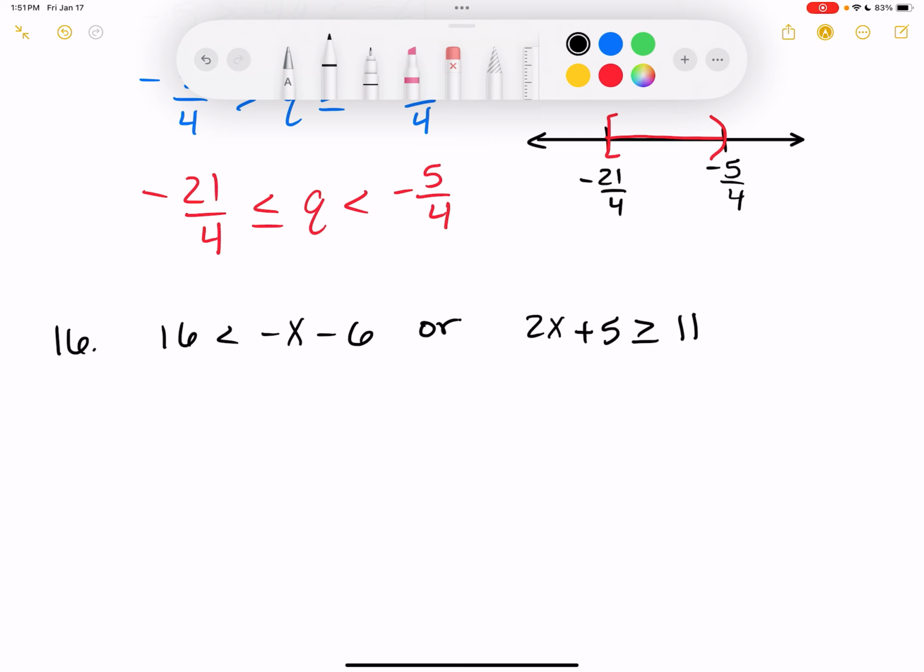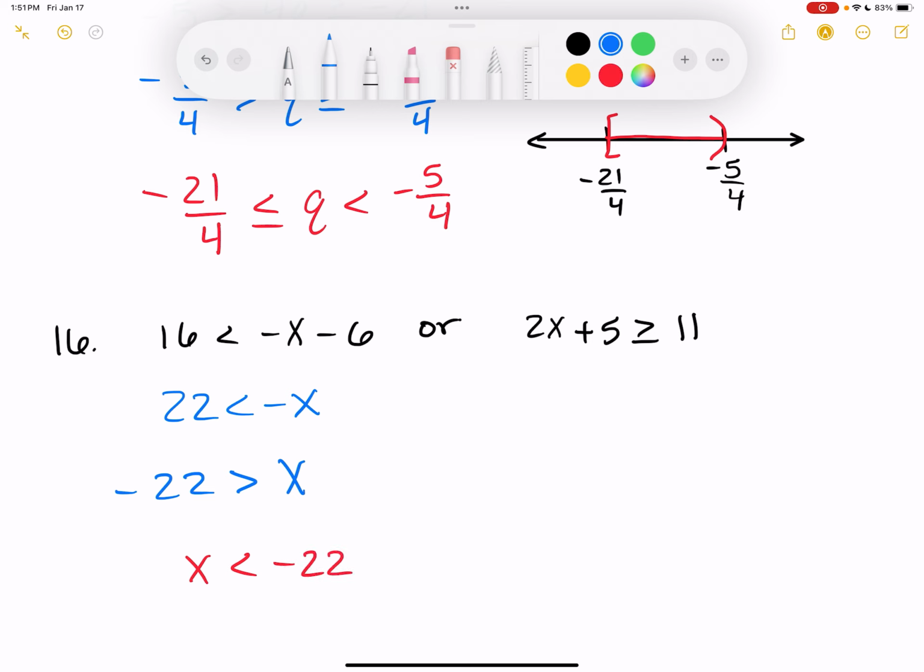Alright, so this left problem, I'm going to add 6 to both sides first. So that's going to give me 22 is less than negative x. What happens when I divide by that negative sign? I'm going to flip it. So this is going to be negative 22 is greater than x. Flip the whole thing to give me x is less than negative 22.